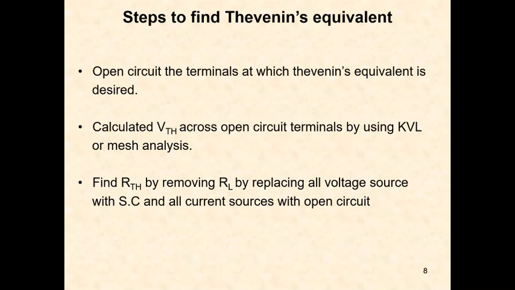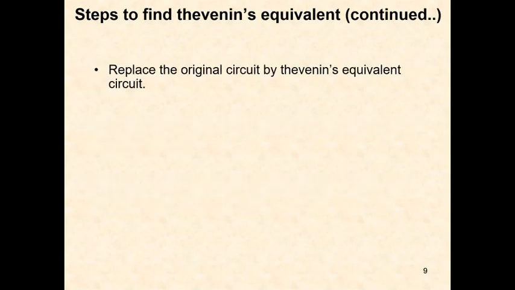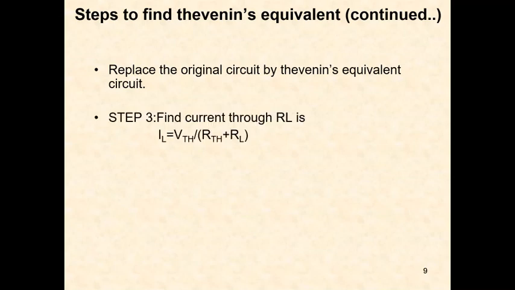And find RTH by removing RL, replacing all voltage sources with short circuits and all current sources with open circuits. Replace the original circuit by Thevenin's equivalent circuit. Find the current through RL.